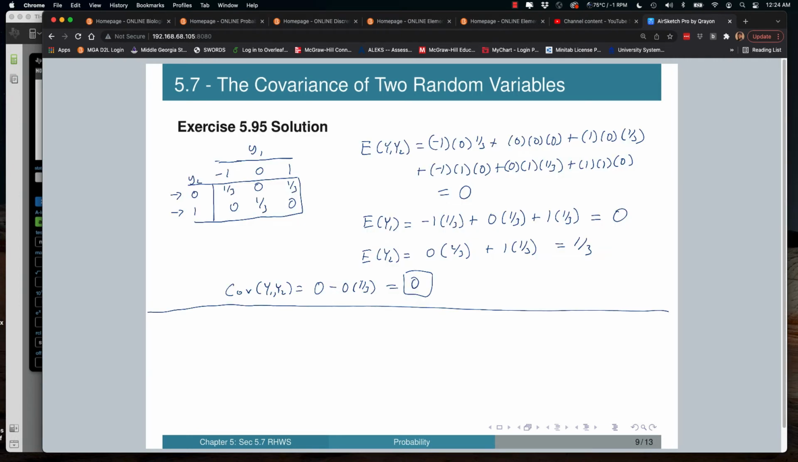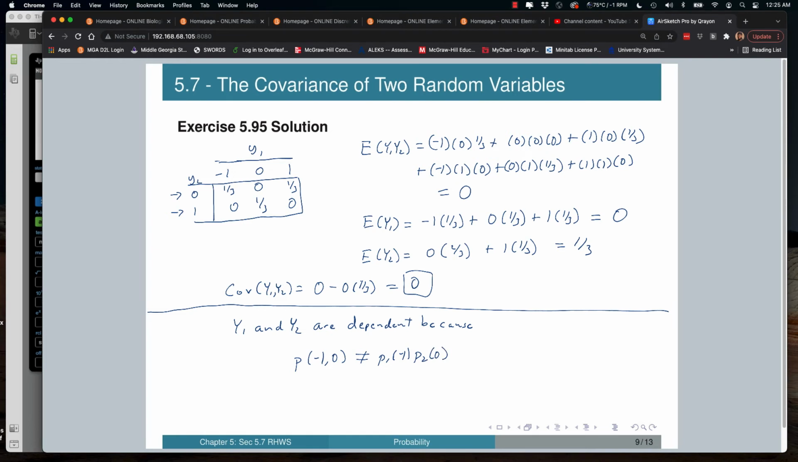And then we said if the two variables are independent, then the covariance equals 0. But in this case, we just need to show one case, right? So y sub 1 and y sub 2 are dependent because of the following. There's more than one correct answer to show this here, but I'm going to choose p of -1, 0, and I'm going to show that it's not equal to p sub 1 of -1 times p sub 2 of 0, right?